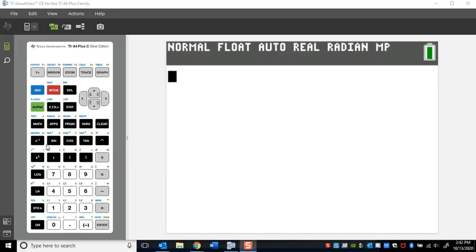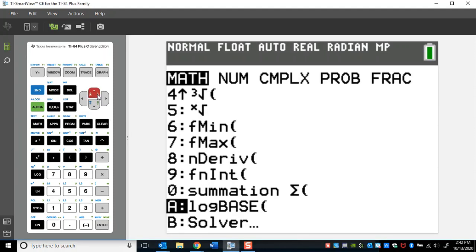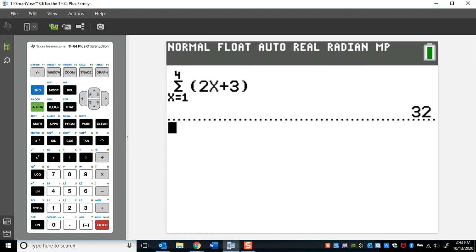To do the summation in your TI calculator, I'm going to go to Math, down to the bottom where it says summation, and you'll enter in almost exactly what it looks like on paper. Instead of i's, I'll use x's, just because we know our calculator likes it better. I'll still keep the 1. I'll hit the up arrow to get to the top to enter in my 4. And then I'll hit the right arrow in order to enter in the equation, again changing that i to an x. And then I just hit enter, and it evaluates the sum for me.